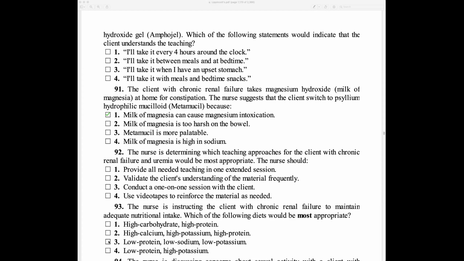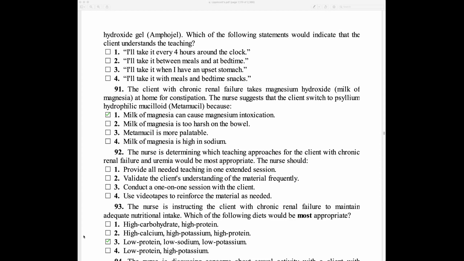Very good. So for a chronic kidney disease patient, low protein, very good, because they already struggle with issues with protein, right? Protein is very hard on the kidneys, and therefore a low protein diet, very good.